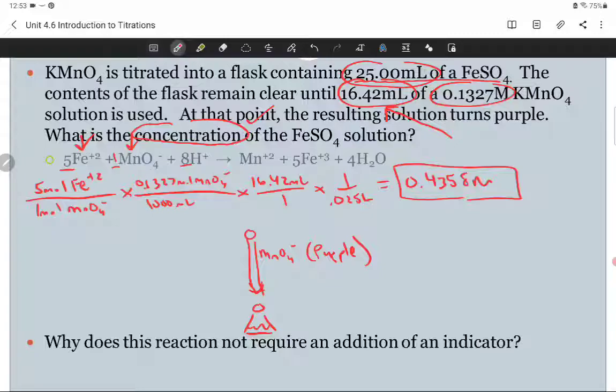So purple will react because the permanganate's getting reacted, and it'll go away. It'll be clear. And then at some point, it will not get reacted because there's no more iron ions left. And then that next drop will make this purple down here. And when that happens, you stop, and that's how you know you didn't have to use any more material, and that's why we didn't need an indicator.